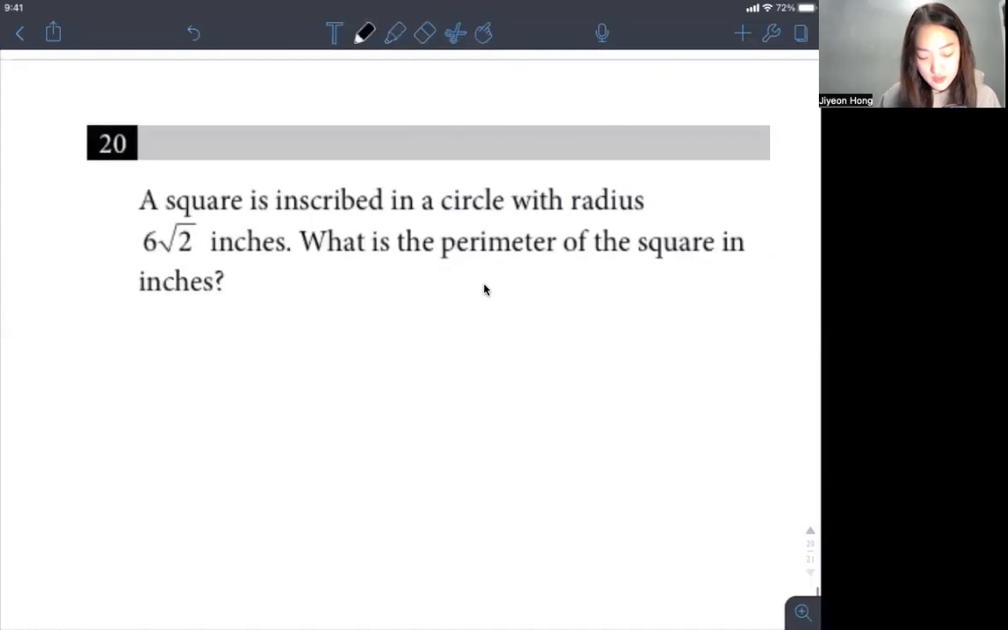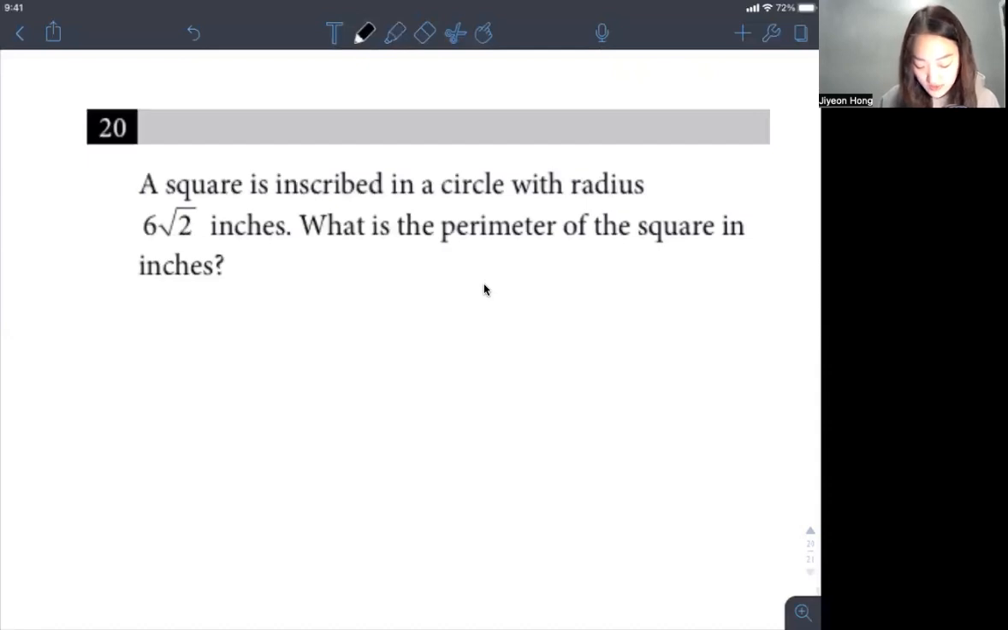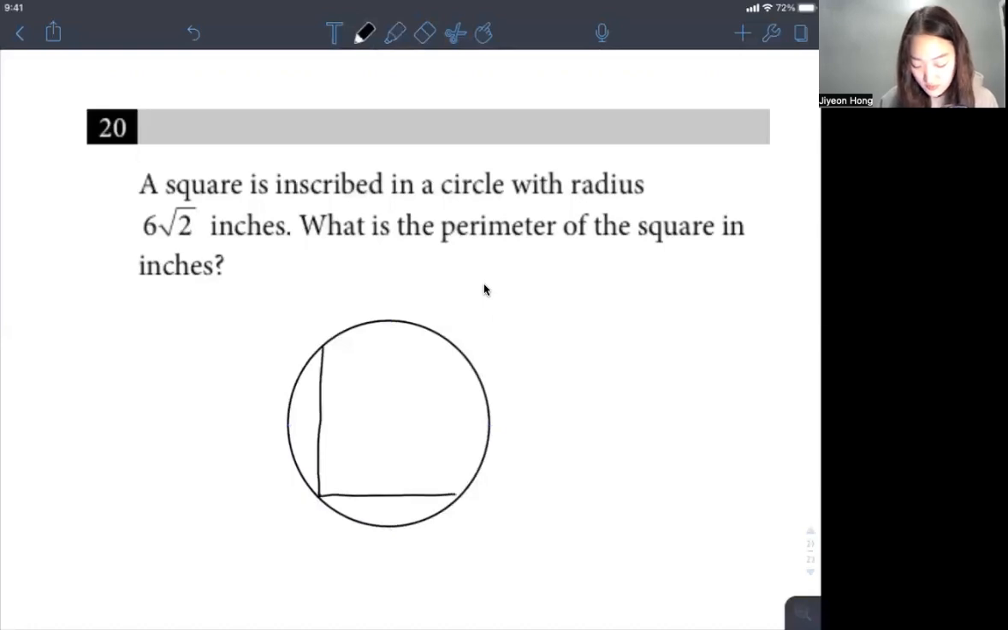All right, last question for this section. A square is inscribed in a circle with radius 6 square root 2 inches. What is the perimeter of the square in inches? So let's draw this out first. So there's a circle. Excuse my horrible drawing, but a square is inscribed inside it. And the radius of the circle is 6 square root 2.